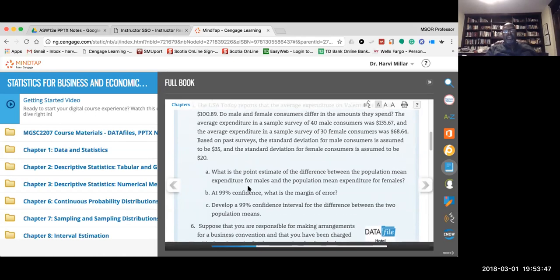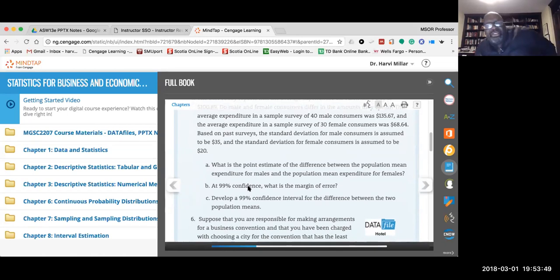All right? So first part of this question here is, what is the point estimate of the difference between the population expenditure for males and females? The point estimate, remember the point estimate is the value that you get from a sample. So because we are interested in x bar 1 minus x bar 2, and mu1 minus mu2, or the difference between males and females, then our sample estimate or point estimate must be x bar males minus x bar females.